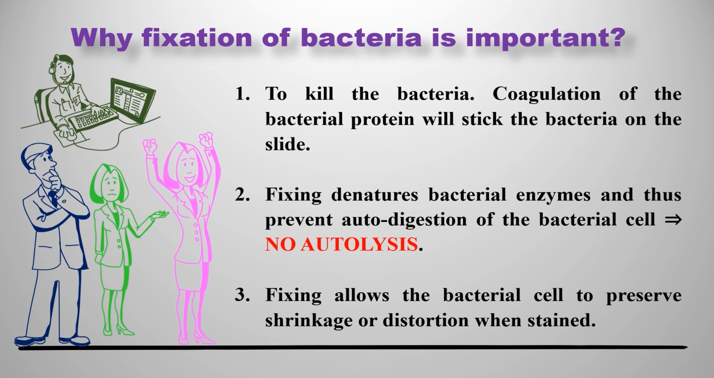Also, fixation allows the bacterial cell to avoid shrinkage or distortion when stained. So the bacteria will not shrink nor distort, and keep itself as it is and become easy to test. This is why fixation is important, and you have to know this before we go to the real program, which is staining of the bacteria, which is going to be our next lesson, not today's lesson.